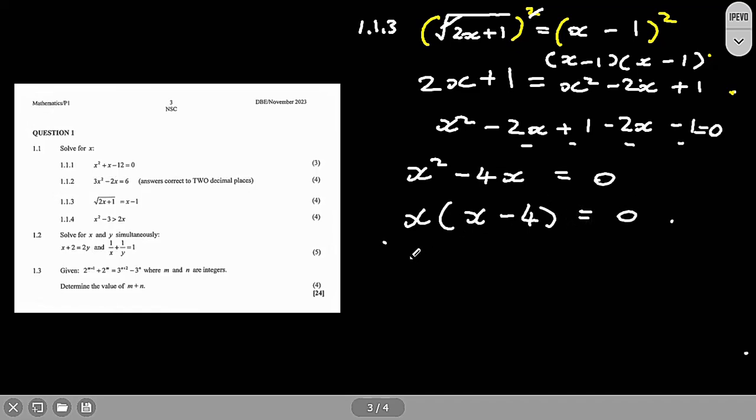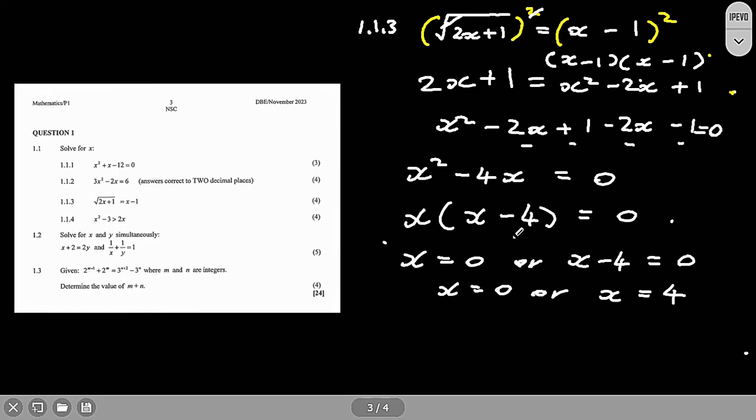So now when you reach this part, x is equal to 0 or x minus 4 is equal to 0. So your final answer will be x is equal to 0 or x is equal to 4.